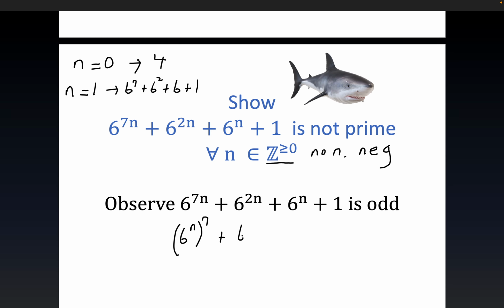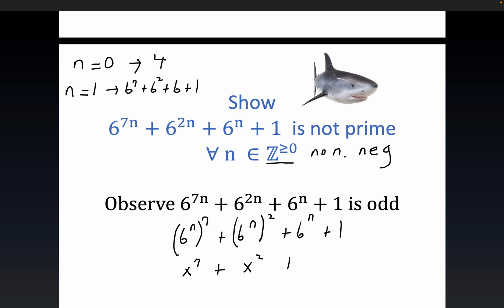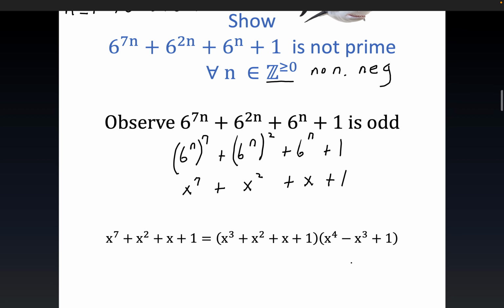Now why do we go through this step here? Well, notice this has the structure of x to the 7th plus x squared plus x plus 1. So we've got the indeterminate x, and we're saying to ourselves, does this possibly factor? Well, for this to be true, it must factor, and the factorization is given by this.